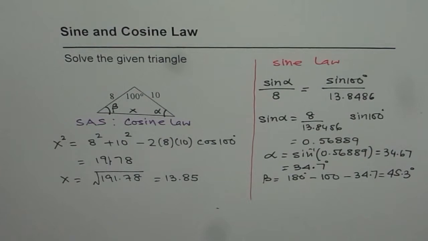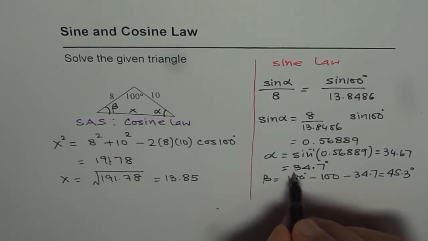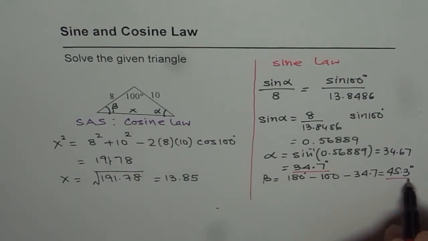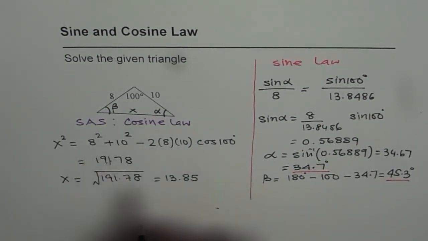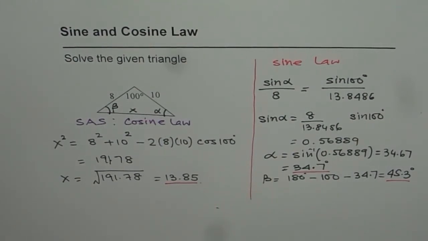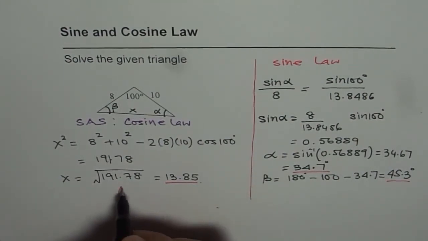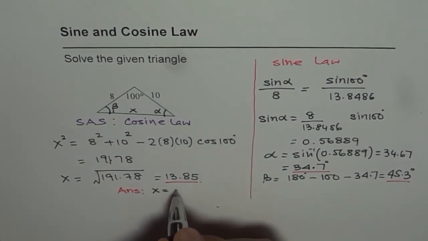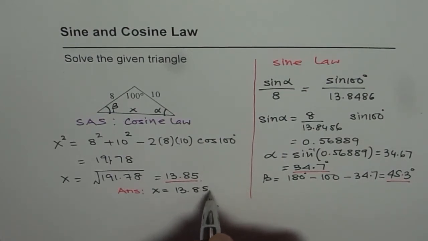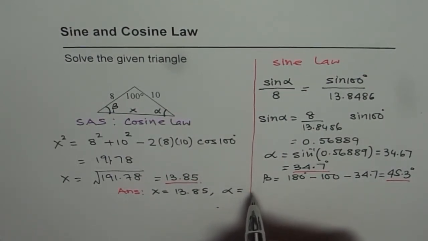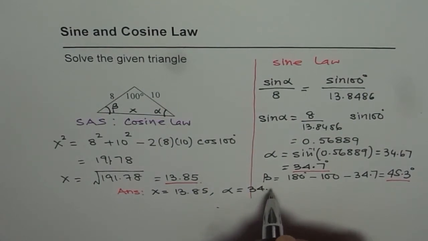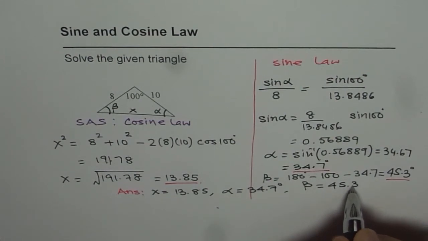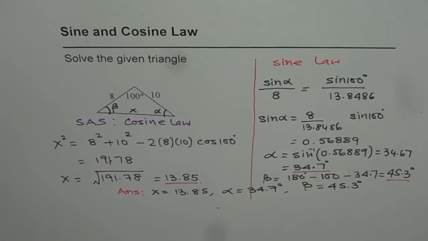So like this we can solve for the angles and the unknown side, right? So we get alpha equal to 34.7, beta, the other angle, which is opposite 10, is 45.3, and the unknown side x is equal to 13.85, right? So we can write down our answer. The answer is the unknown side x is equal to 13.85, angle alpha is equal to 34.7 degrees, and angle beta is equal to 45.3 degrees, right? So that is how you have to solve the triangle.